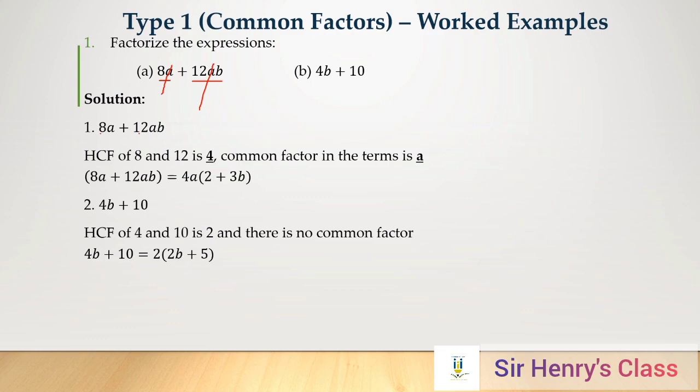Very simple to do. Let us go through the explanation again. Here, the highest common factor of 8 and 12 is 4. So your 4 is here. The common factor of these two terms is a. So a is out. Then you ask 8 divided by 4 will give you 2. In other words, 4 times what will give you back the 8? That is 2. Plus. Then 12 divided by 4. That is 3. You've already taken a out. So what is left? b.